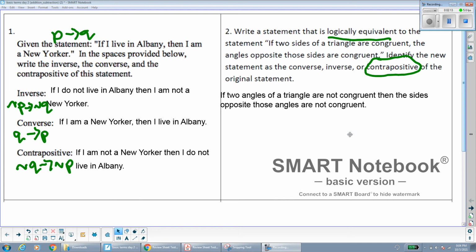Everyone words it a bit differently. So just as long as you had the order of the hypothesis and conclusion switched, and you had both parts negated, you are all good. Mine here says, if two angles of a triangle are not congruent, then the sides opposite those angles are not congruent.